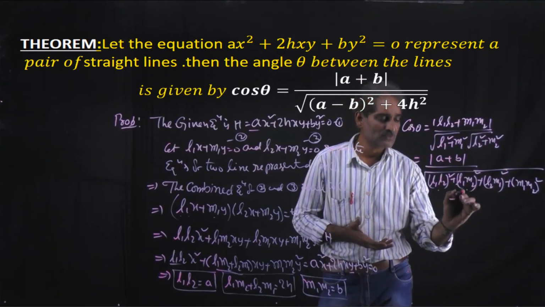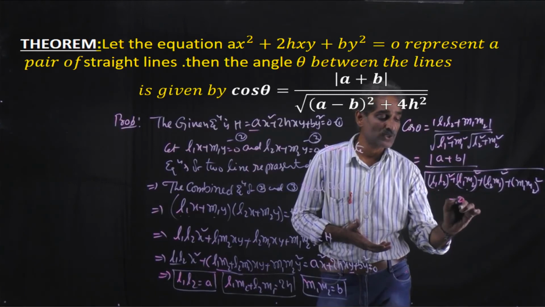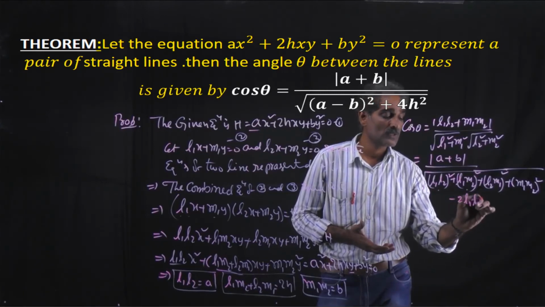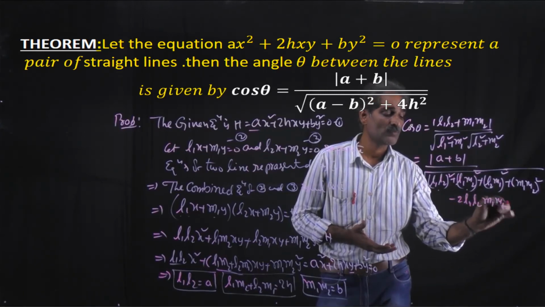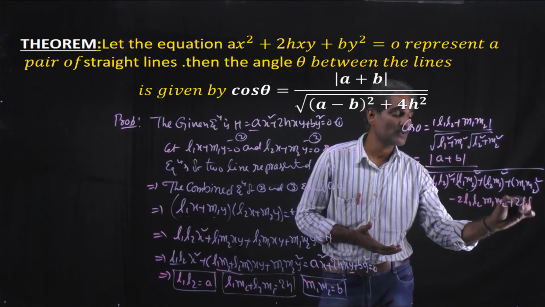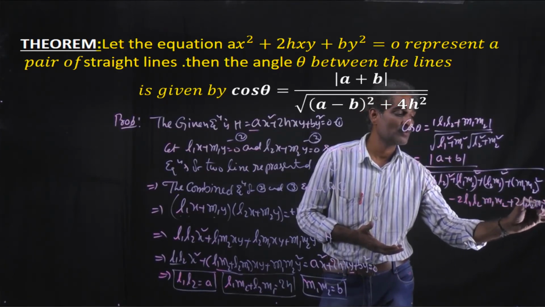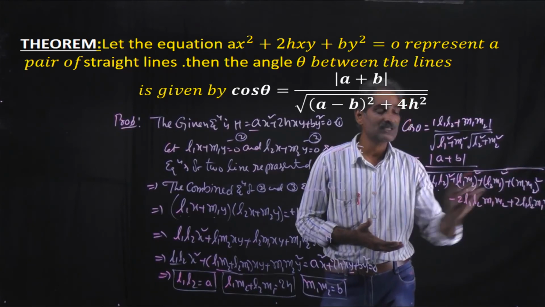So for that, just subtract and add 2 L1, L2, M1, M2, plus 2 L1, L2, M1, M2. This total term is under root.